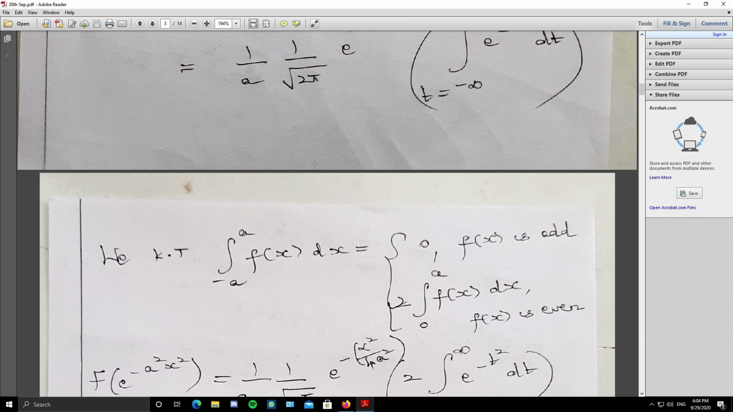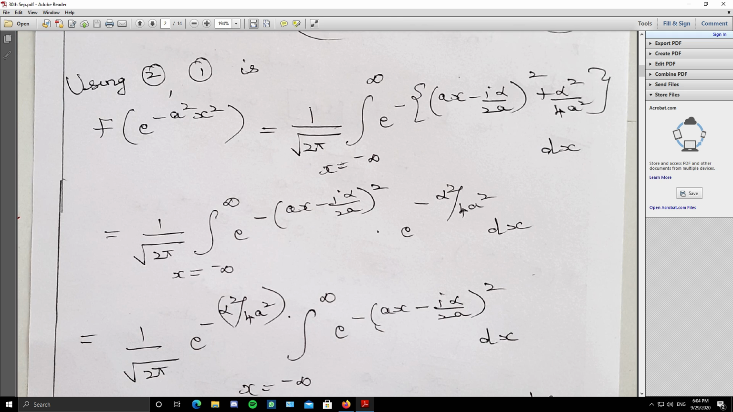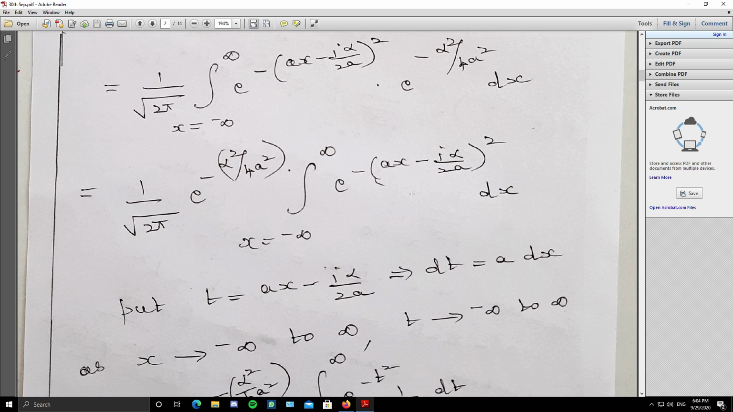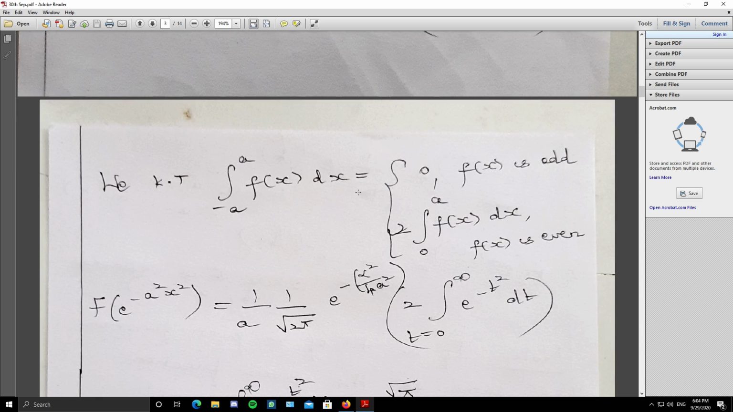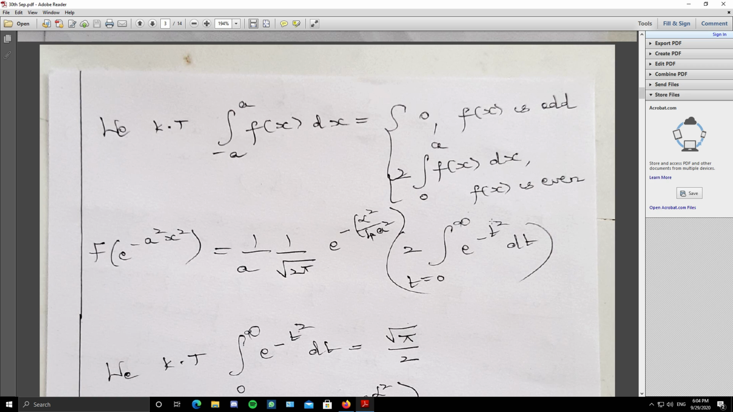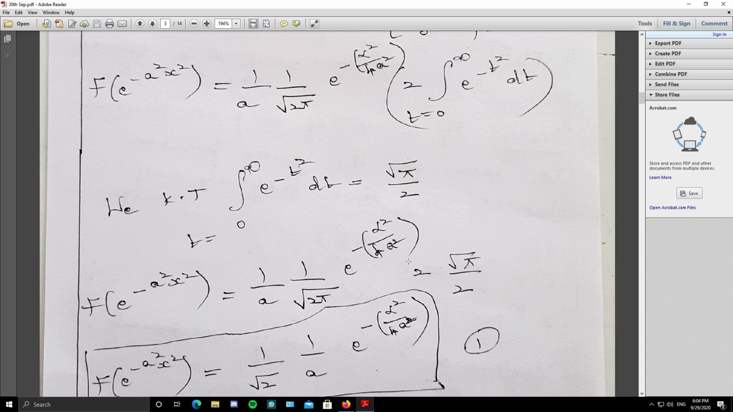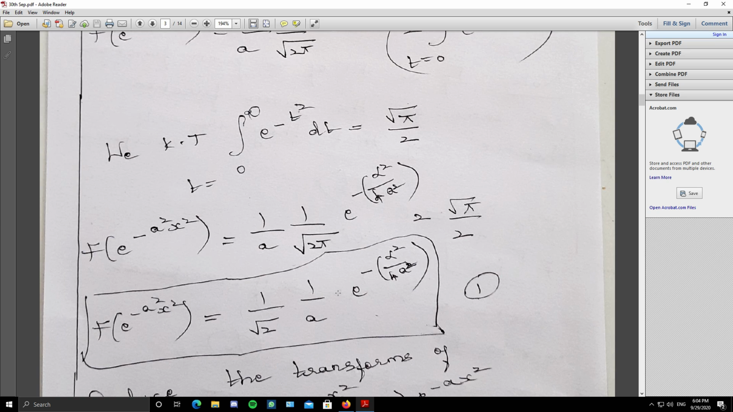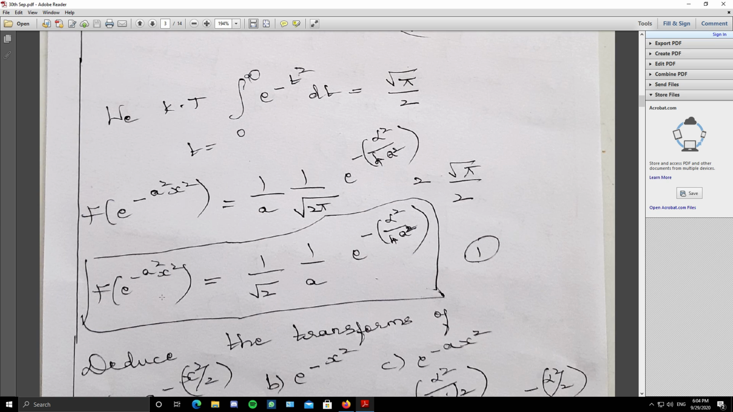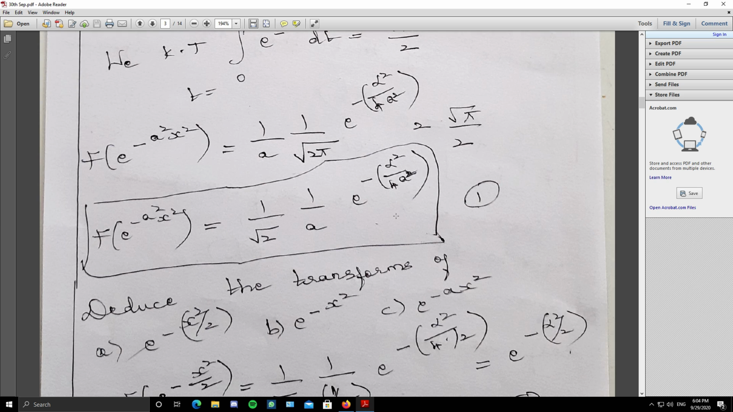So the first substitution, first you have to get a minus b whole square, then you should take this as t, then we are using the property of definite integrals, then here we are using the concept of gamma function. You have learned this in gamma function. This integral is same as root pi by 2, that is substituted here. So you should remember all these substitutions to get the Fourier transform. With practice you will be able to do well. So remember, Fourier transform of e power minus a square x square is 1 by root 2, 1 by a, e power minus alpha square by 4a square.